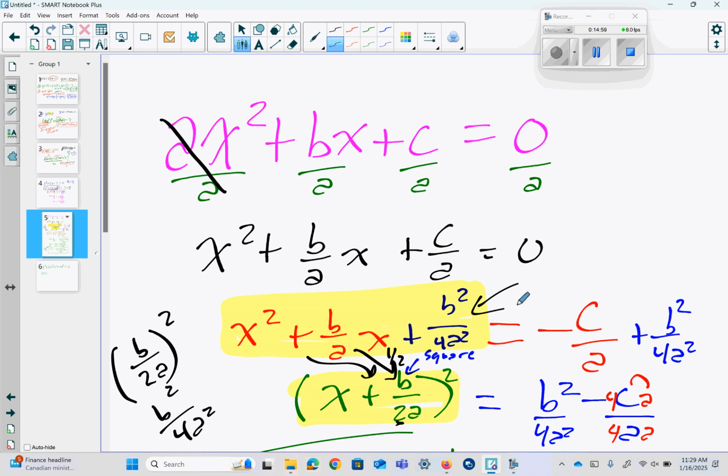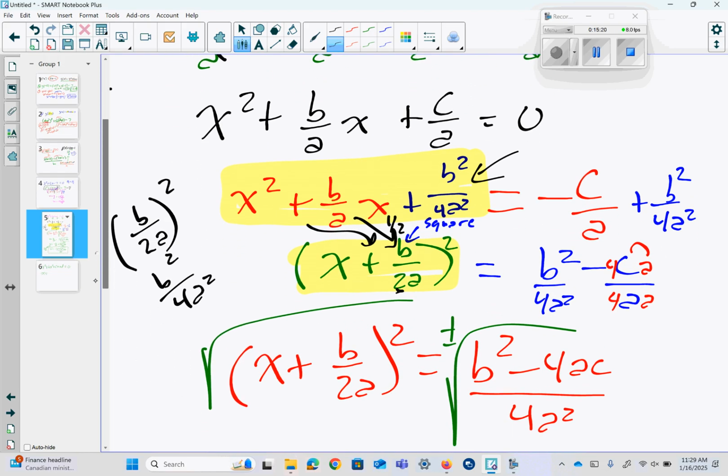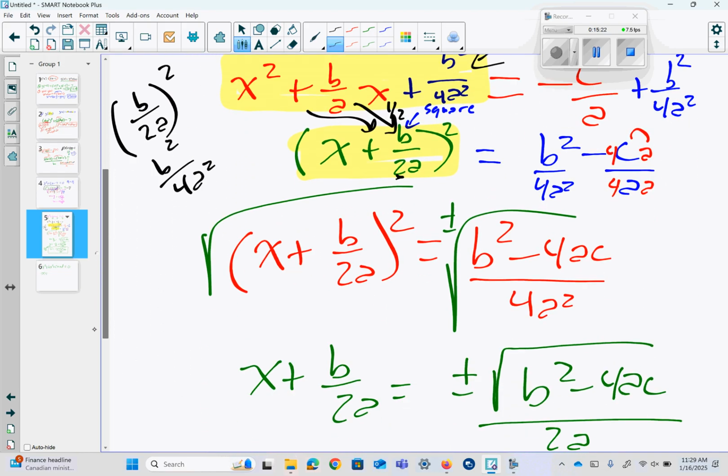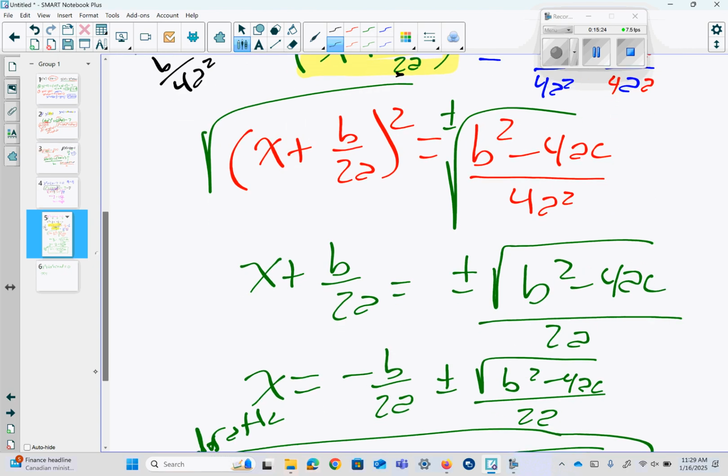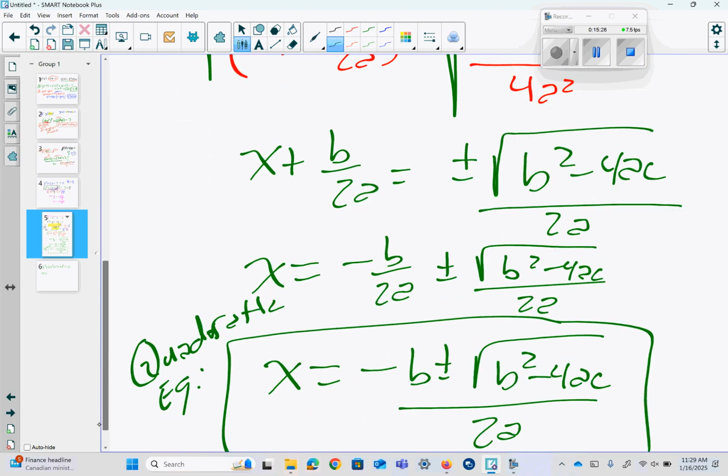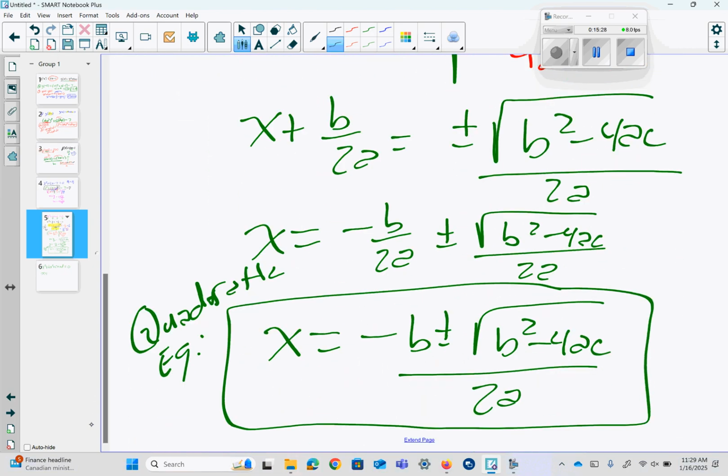So if I were to take x plus b over 2a times x plus b over 2a and FOIL it together, I'd get x squared plus b over a x plus b squared over 4a squared. And then it's just a matter of manipulating the problem around. And you are able to define the quadratic formula based on that. Don't worry, I'm not going to make you prove the quadratic formula.